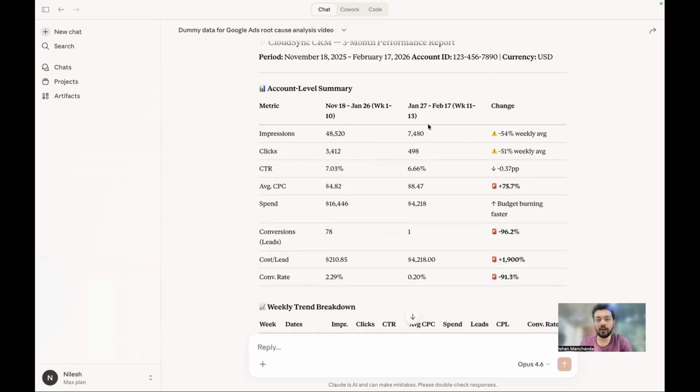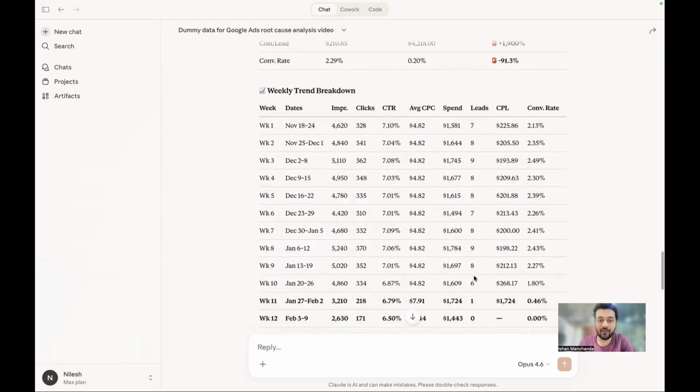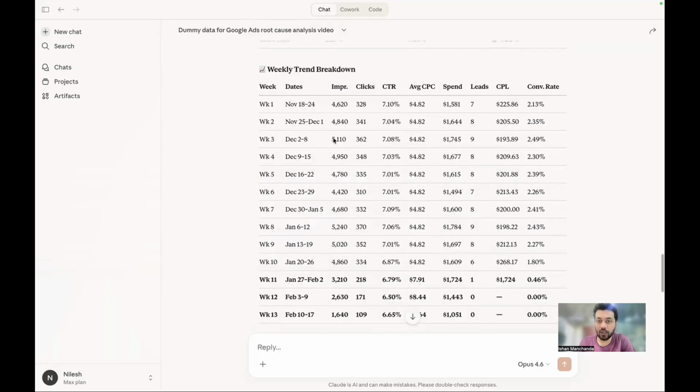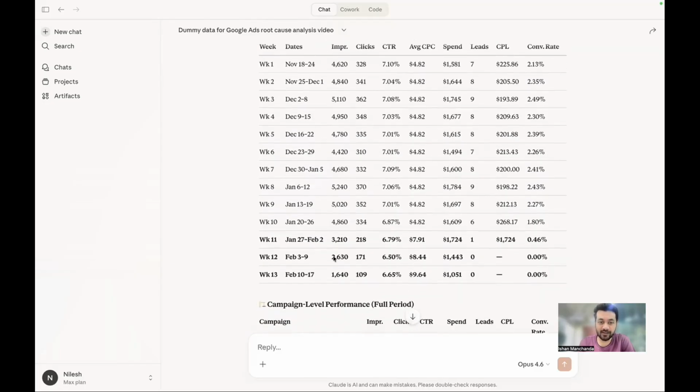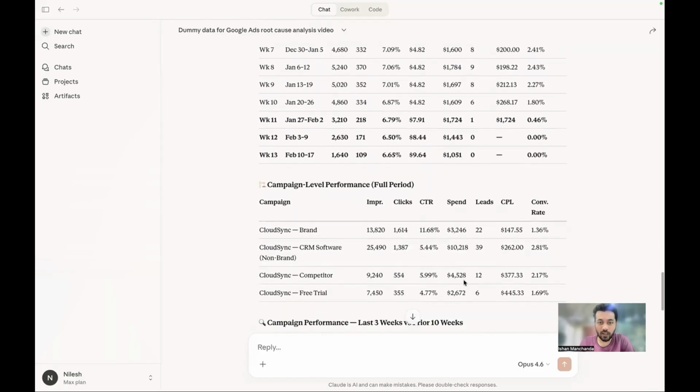It's showing this report in these two phases because the weekly average has gone down considerably when it comes to impression clicks. CTR has gone down, CPCs have increased, spend has increased, it's burning budget. Conversions have dropped considerably. The cost per lead, of course, and the conversion rate, of course, have been impacted as well. And then it gives me a week on week analysis, right?